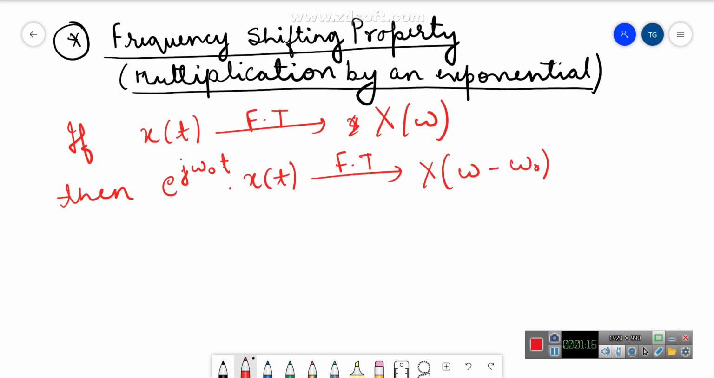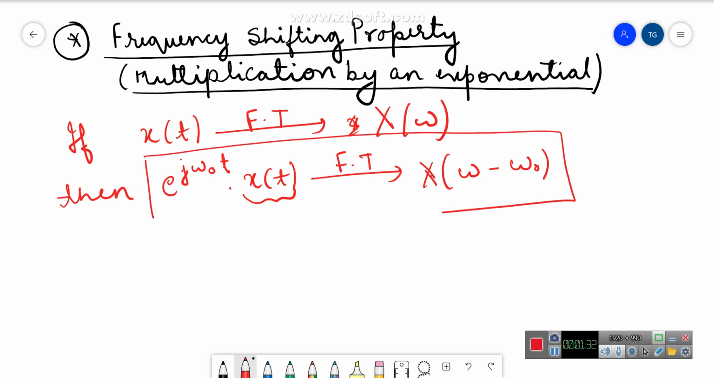So my time domain signal x of t is getting multiplied with e to the power j omega naught t, which is resulting in a frequency spectrum getting shifted by omega naught. This is what this property is all about, and we will see how to prove it. So, proof of this.